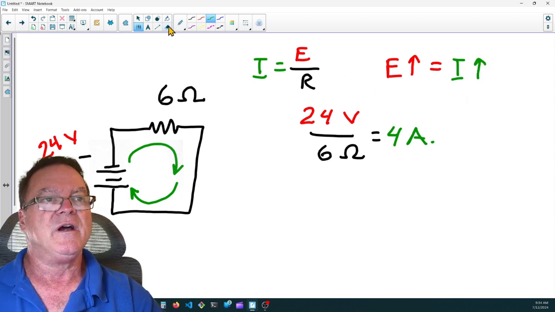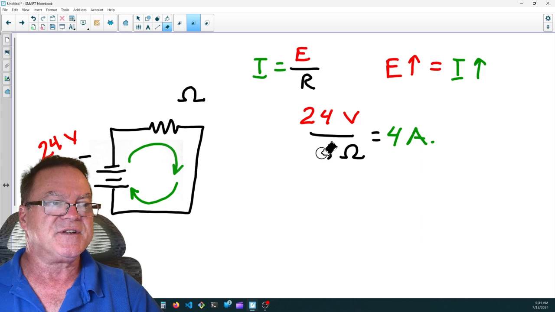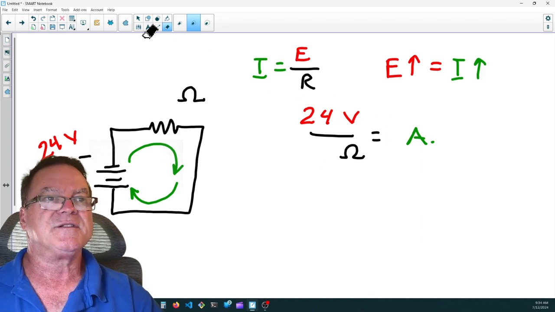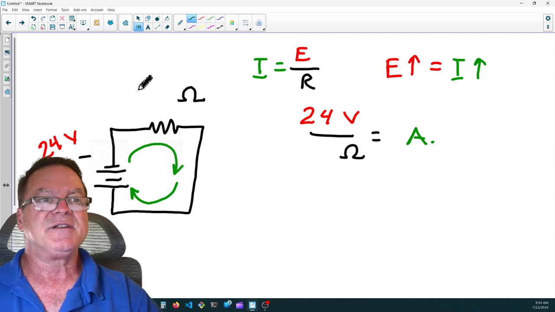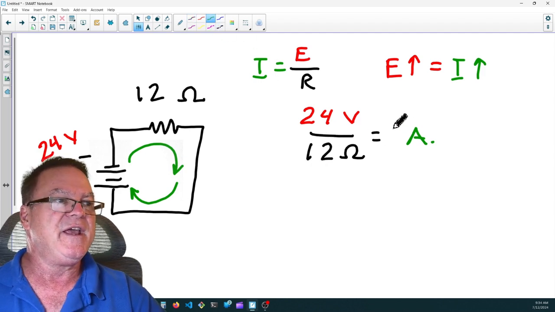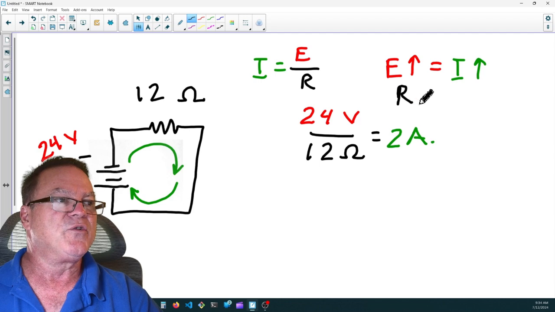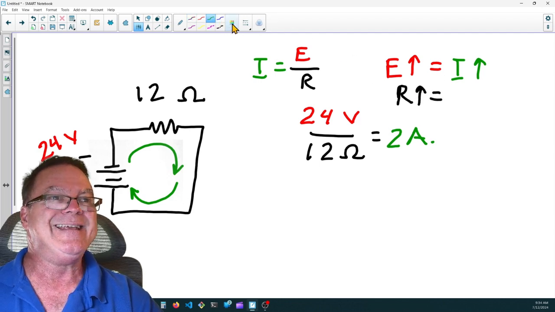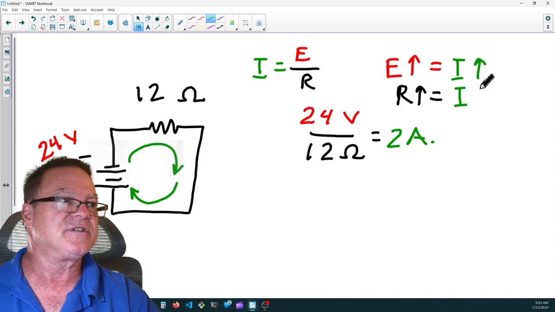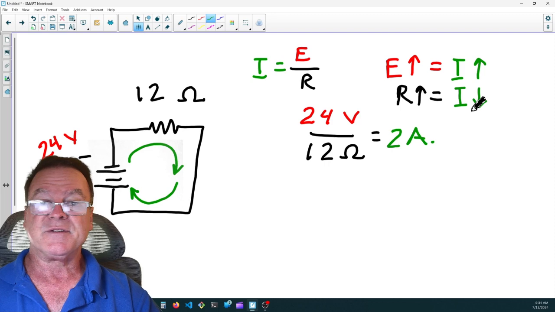Okay. Now, if we were to increase the resistance, let's see what would happen if we increase the resistance. Let's say we have 12 ohms of resistance. Well, 24 volts divided by 12 ohms of resistance equals 2 amps. So in other words, when we increased the resistance, we decreased the current. It's inversely proportional to the resistance. Current is directly proportional to voltage and inversely proportional to resistance.